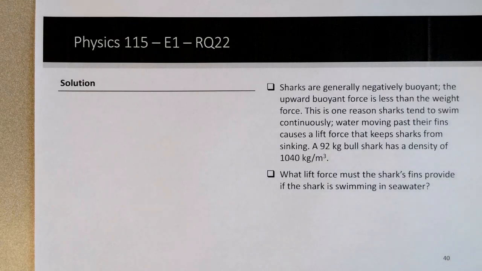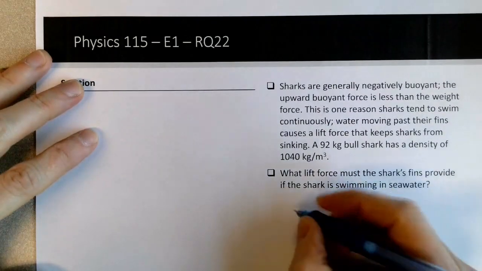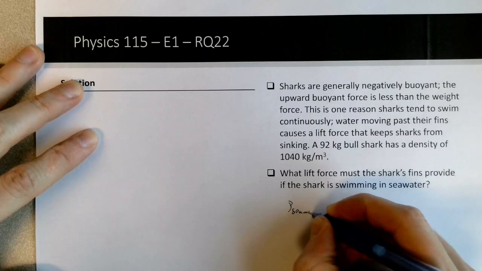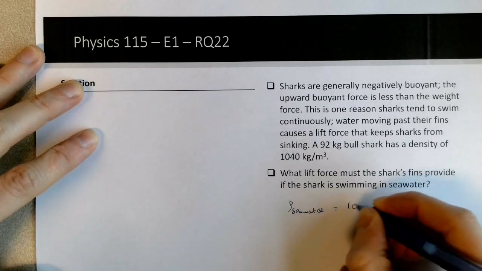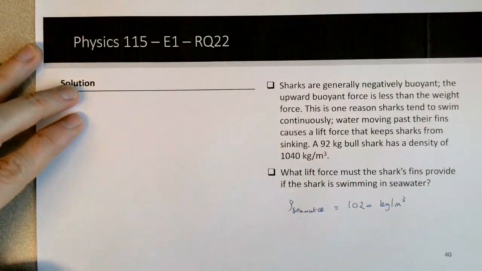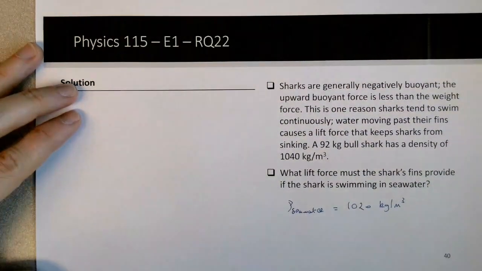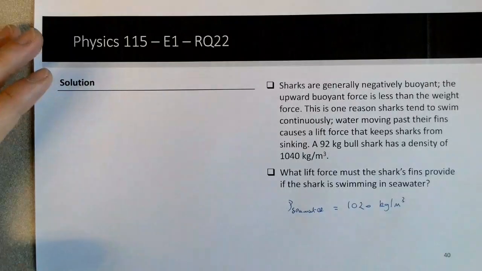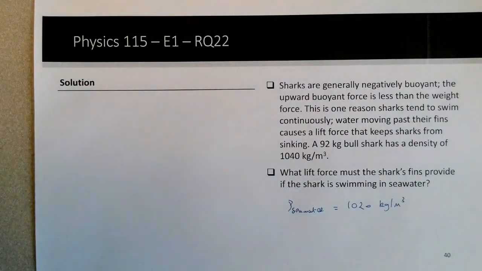And in seawater we're going to have to use a different density, so I should have given you that. The density of seawater is slightly larger than that of freshwater, so 1020 kilograms per meter cubed. Okay, so we need that value. For this question we want to figure out the difference between the weight force and the buoyant force.